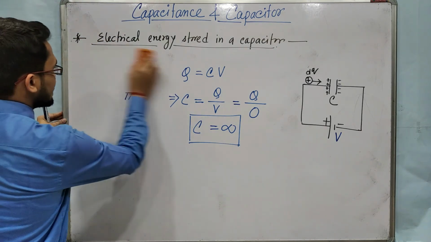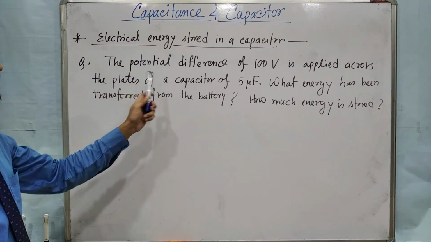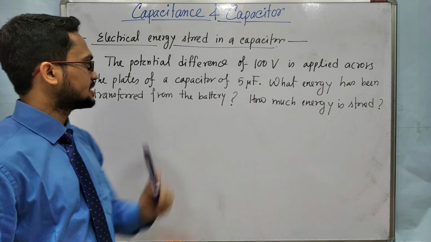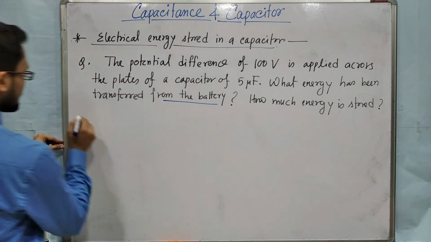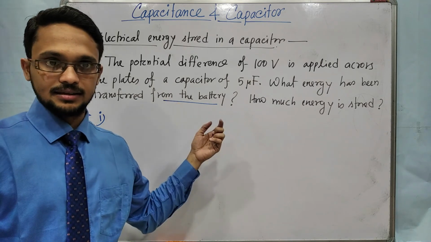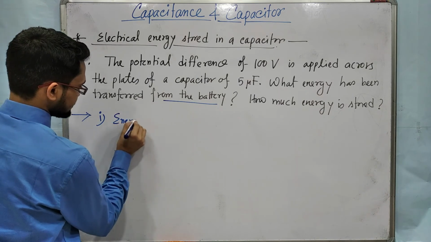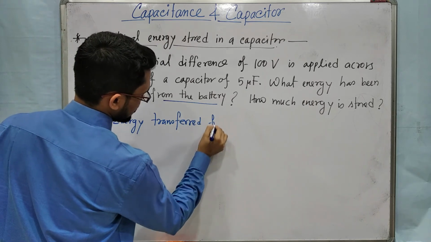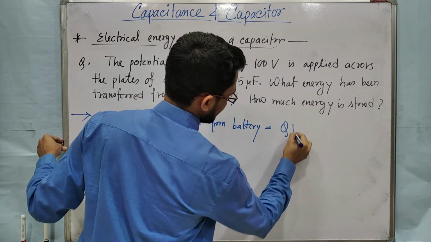Now we will do one numerical related to that energy formula. So this is the numerical. A potential difference of 100 volt is applied across the plates of a capacitor of 5 microfarad. What energy has been transferred from the battery? Then how much energy is stored? For the first question, the total energy transferred from the battery is Q into V only. So energy transferred from battery, that is the total energy, means Q into V.